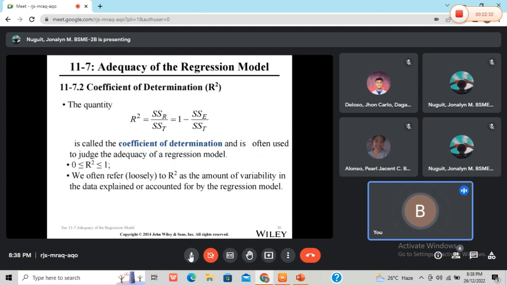R squared equals the sum of squares of the regression over the sum of squares total, which equals 1 minus the sum of squares of errors over the sum of squares total. That's called the coefficient of determination and is often used to judge the adequacy of a regression model. We often refer loosely to R squared as the amount of variability in the data explained or accounted for by the regression model.